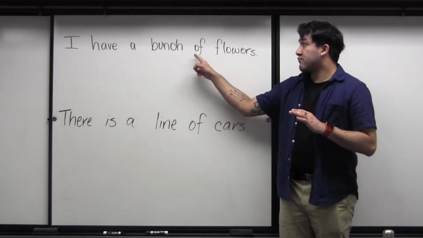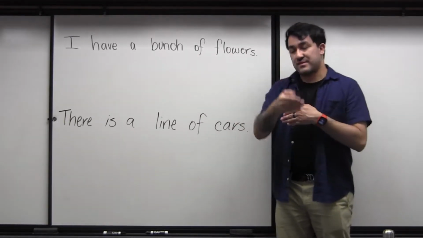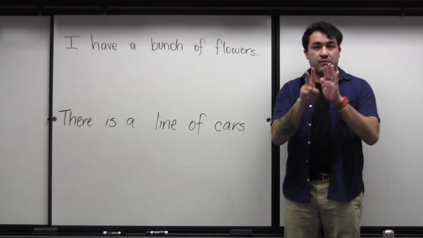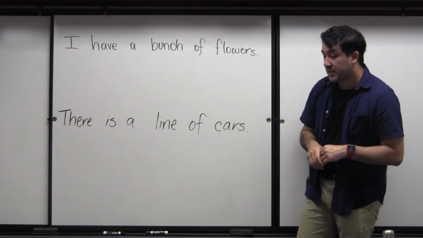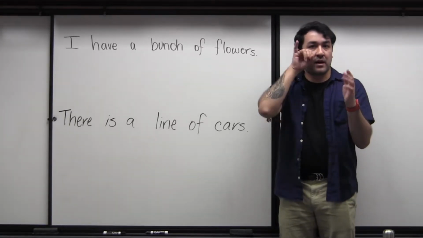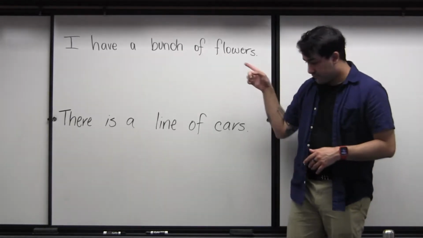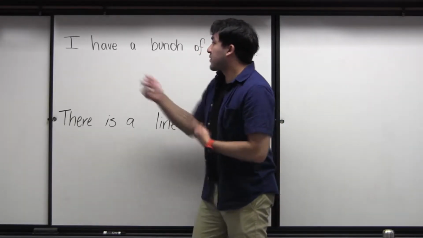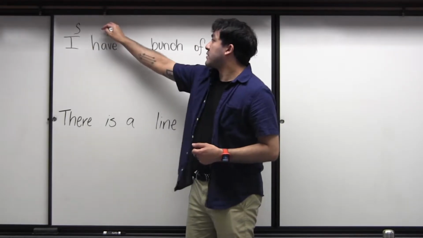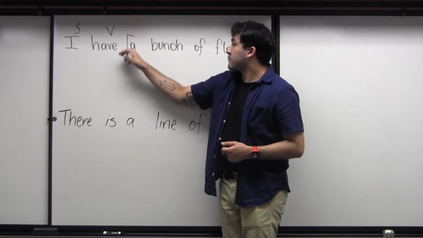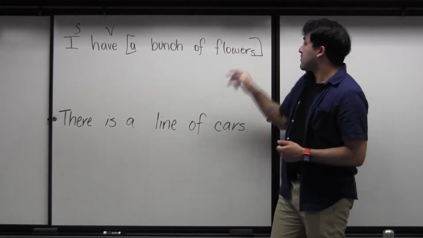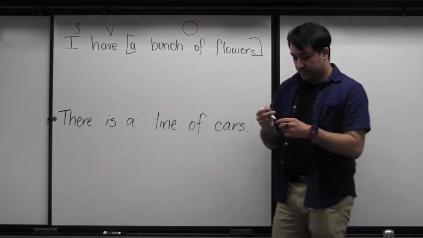We're going to do 3 different sentences. And in this video, we're going to talk about this sentence. In the second video, we'll talk about there's a line of cars, and then there's one more after this. So what we're going to first do is, of course, identify everything in the sentence. We have our subject. We have our verb. We'll go ahead and a bunch of flowers is our object.